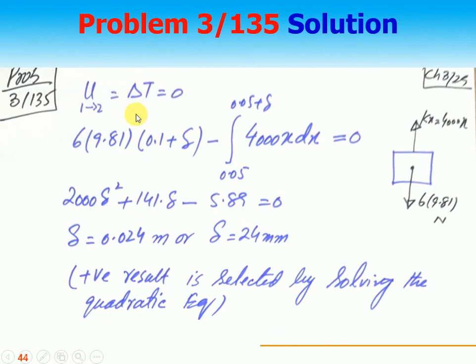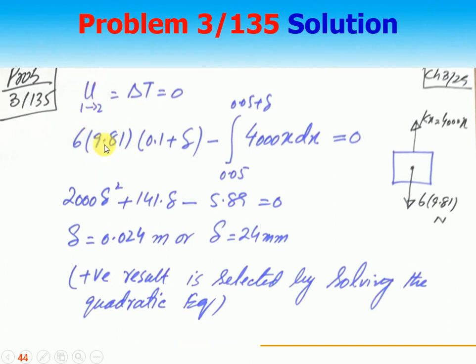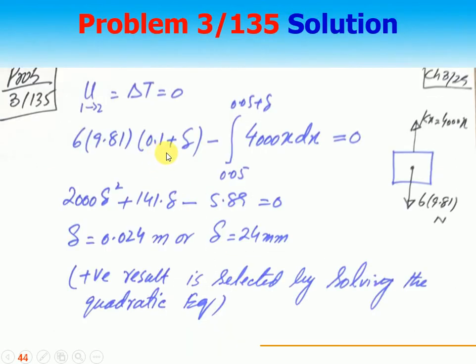So the work done equals the change in kinetic energy, delta T, which is equal to 0. Why is it 0? Because when it falls on this, then everything goes to 0. When it falls, the spring will compress and then come to rest, and there is no motion. So the work done is 6 into 9.81, and the distance is of course 100 plus delta, so it is 0.1 plus delta. This is the work done. I just subtract the change in kinetic energy, delta T.